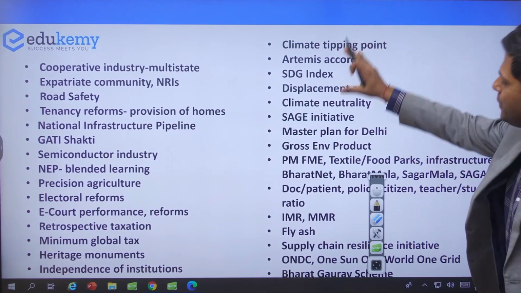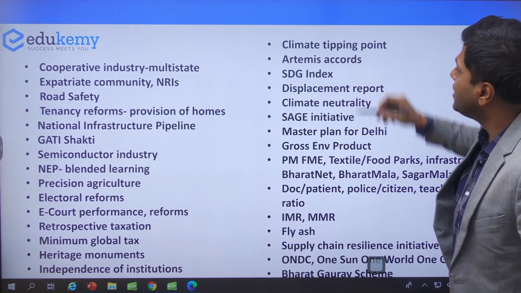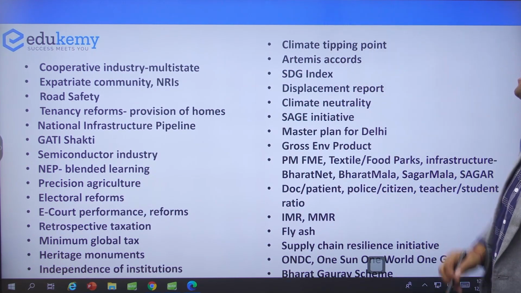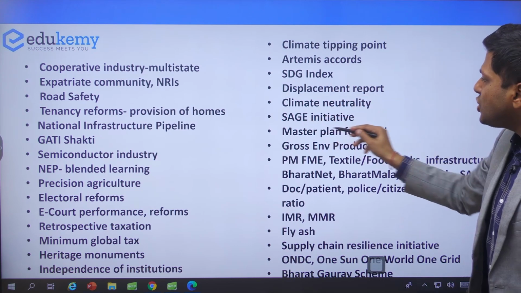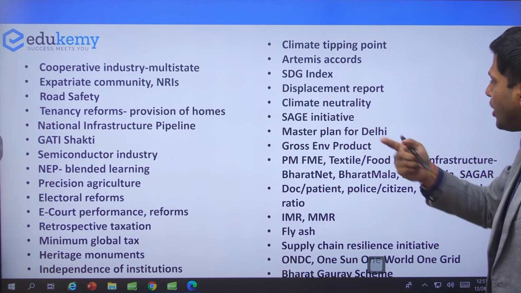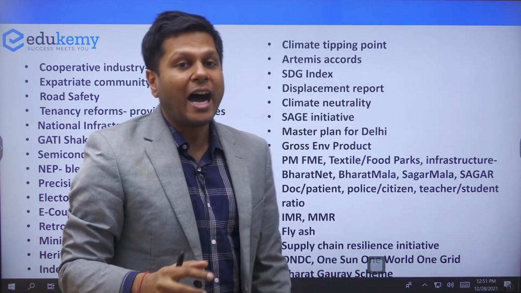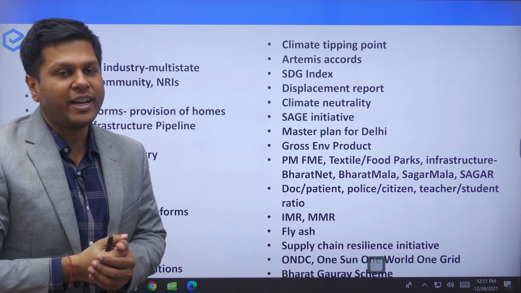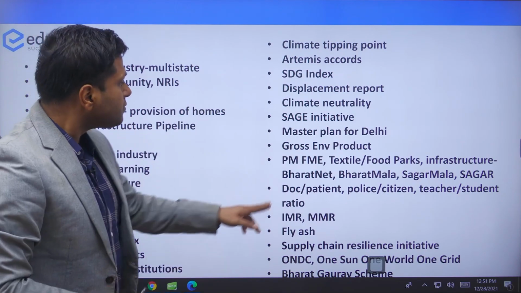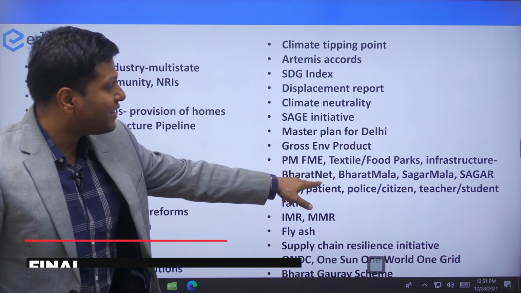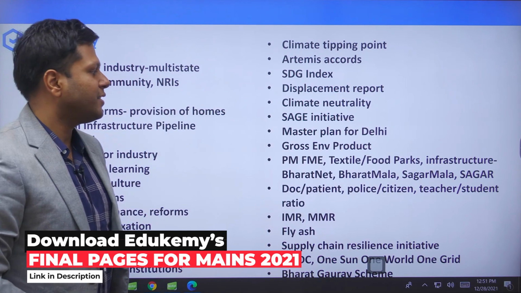The examples could be from these points. See, these are the kind of keywords. On the right side, I have placed some keywords. For example, climate tipping point, Artemis Accord, displacement report, SAGE initiative for the elderly, for the silver economy, master plan for Delhi. You should know, because this is how you will be able to present how urban planning should work around, right? Urban flooding, urban planning, urban rivers, all have been in news. About the infrastructure sector, BharatNet, Bharatmala, Sagarmala, all these initiatives have become important, right?